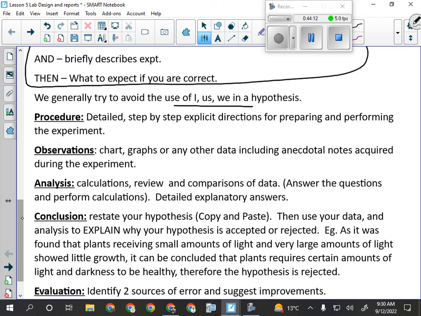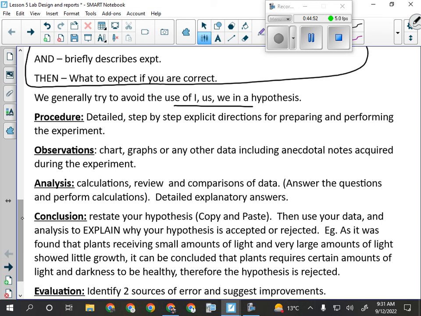So, explicit doesn't mean it has a bunch of four-letter words in it. It means that it is abundantly clear. There can be no mistake as to what is happening. That's what explicit means. So, place each plant in, let's say, 2 kilograms of potting soil in a 5-liter pot. That's explicit. It says exactly this much, exactly this size pot. Plant the seed 2 centimeters deep. Those things are explicit. That's what your procedure has to be like.